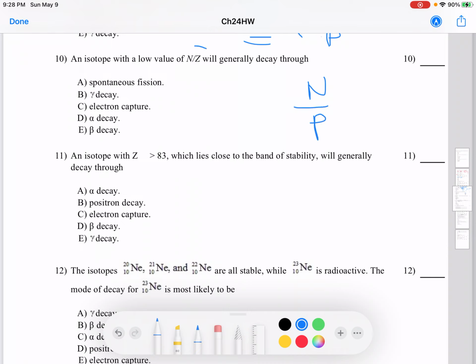Okay, if the N over Z value is low, that means it is high in protons. That would undergo what? What did we learn? Electron capture or positron emission. We don't have positron emission in number 10, so it should be electron capture. Okay, number 11, Z greater than 83. I just showed you from the table what the mode of decay is, so you can do that.